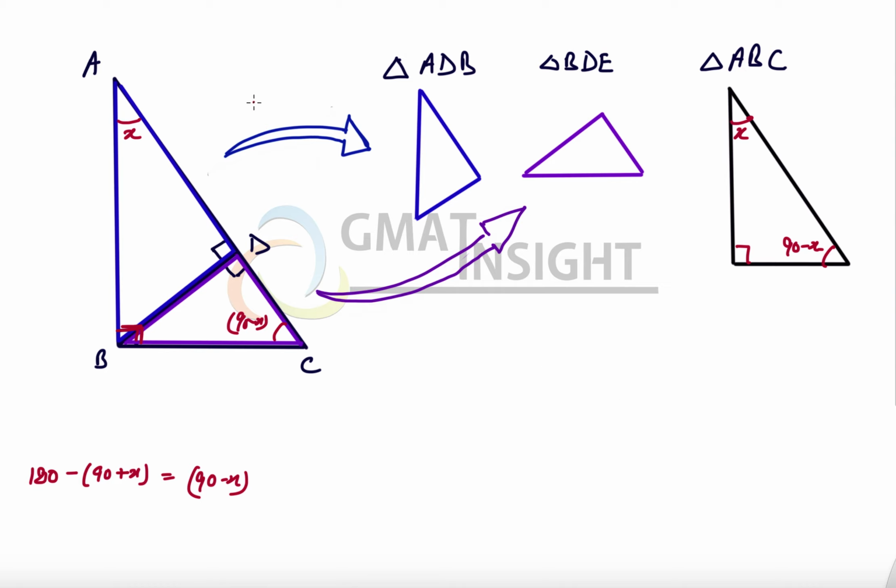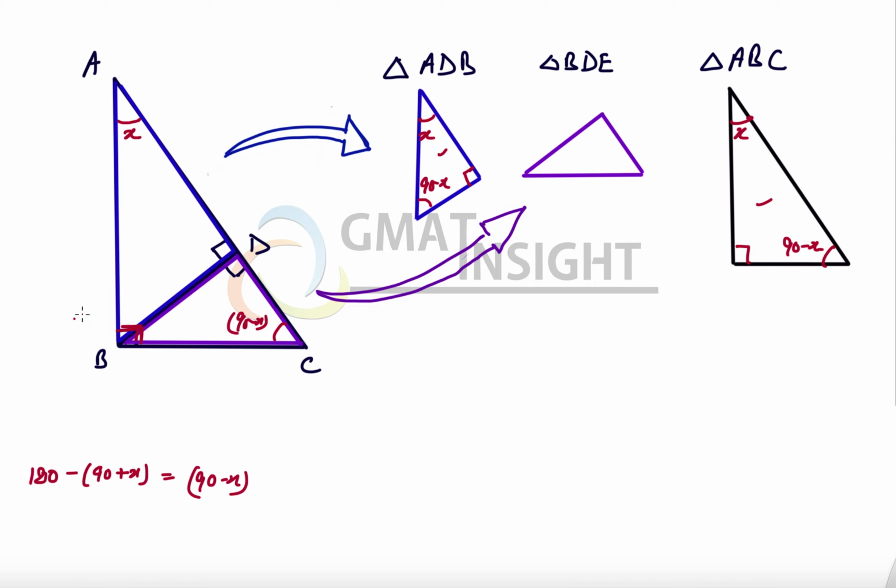Now let's look at triangle ABD. In triangle ABD, you see that one of the angles is already known, that is x, and one angle we have already mentioned, that is 90 degrees. So in this case, the third angle, if we subtract the remaining two angles from 180 degrees, becomes again 90 minus x. So the first two triangles have been proved similar because their angles are identical. Similarly, now we move to the next triangle BDE.